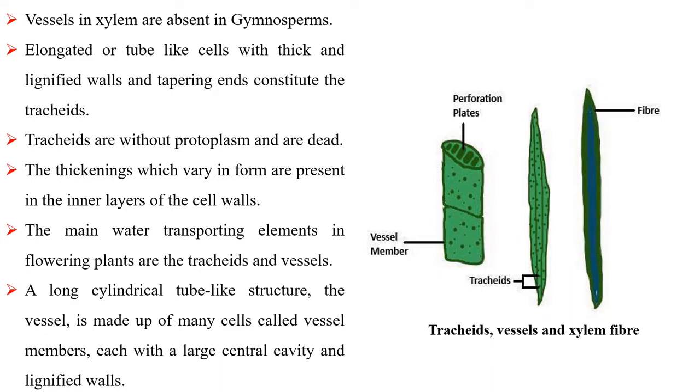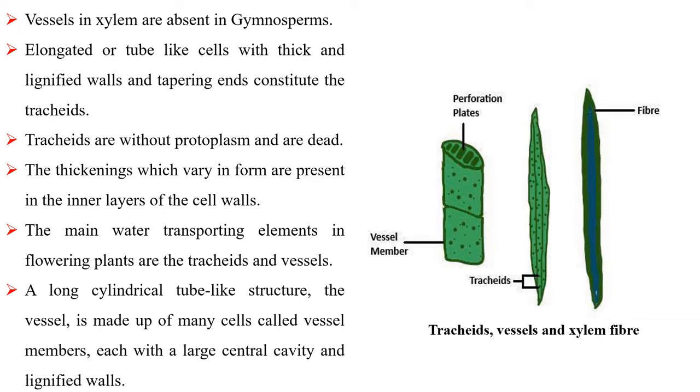Vessels in xylem are absent in gymnosperms. Elongated or tube-like cells with thick and lignified walls and tapering ends constitute the tracheids. Tracheids are without protoplasm and are dead. The thickenings, which vary in form, are present in the inner layers of the cell walls. The main water transporting elements in flowering plants are the tracheids and vessels.